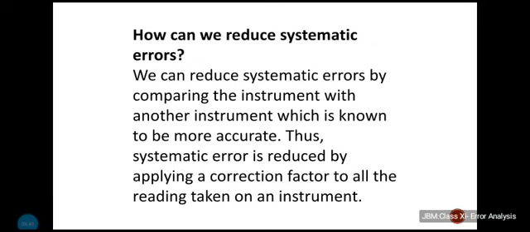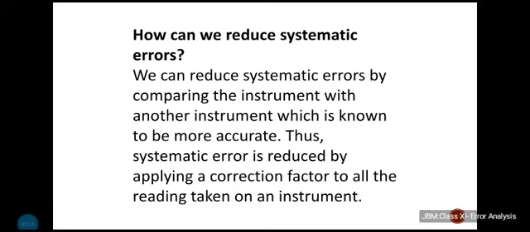Now let me tell you a little bit about the different types of systematic errors before we get into how we can reduce systematic errors. Primarily there may be some instrumental errors. What are instrumental errors? Instrumental errors arise from imperfect design or calibration of the measuring instrument, zero error in the instrument, etc.